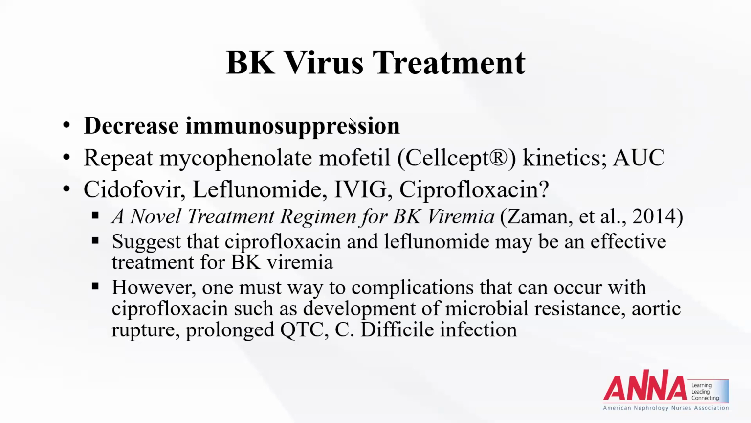We have IVIG to try to crowd out the BK virus, especially if they have it in viremia or in the blood. We'll give IVIG to try to suppress and push out the virus and give them some immune support to fight the virus. So that's why they're getting the IVIG, to get them that immune support that they need, but not cause rejection. Ciprofloxacin is kind of debated in the literature.